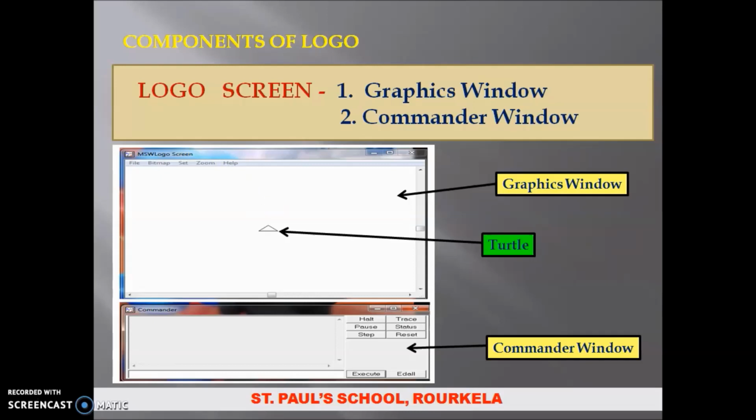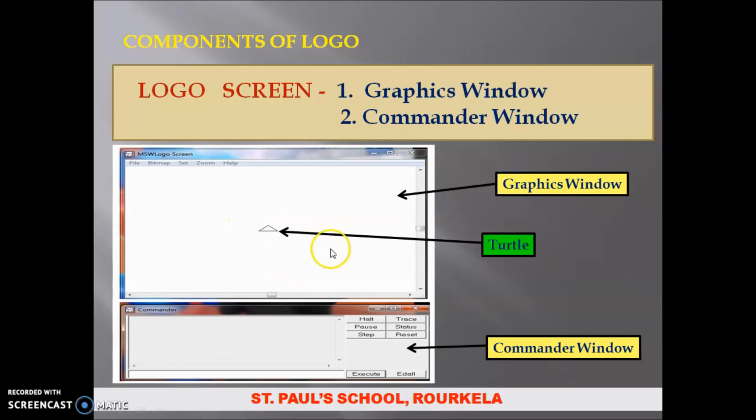Now, before you learn about the logo language, first you should acquainted with how to write the commands. To write the commands, you should know about the logo screen. Now, logo screen, this total screen is divided into two parts. This upper part is known as a graphics window, and this lower part is known as a commander window. Now, in a commander window, you are writing the commands. Once you press the enter key, then it will execute and draw the figures in the graphics window. The graphics part is showing in the graphics window and command part is showing in the commander window.